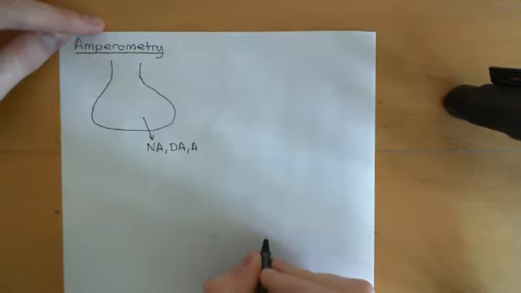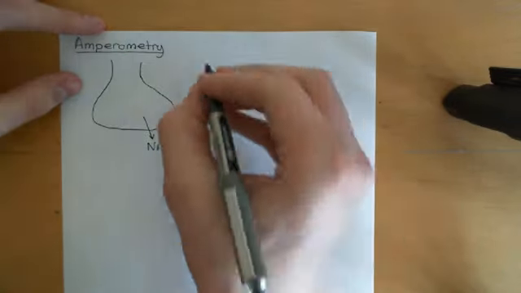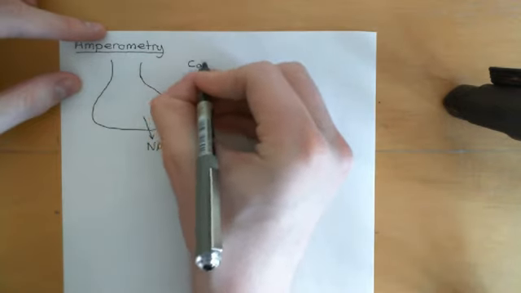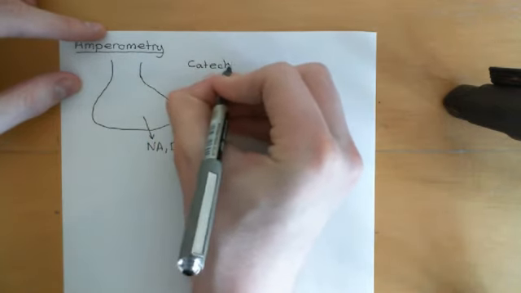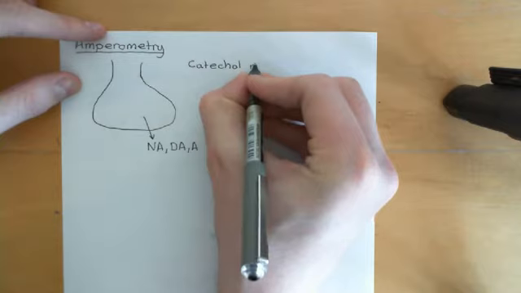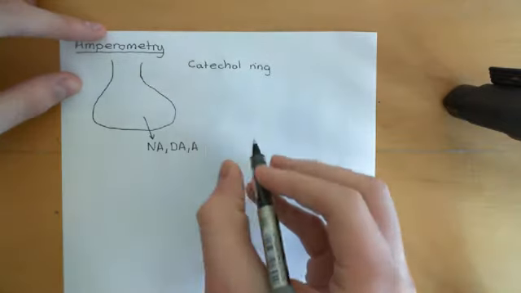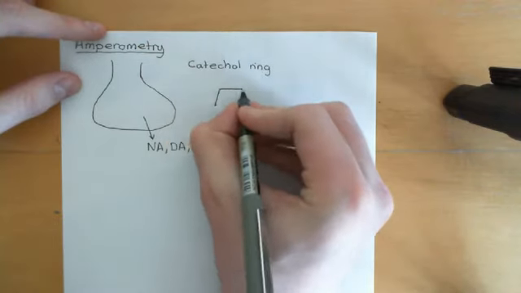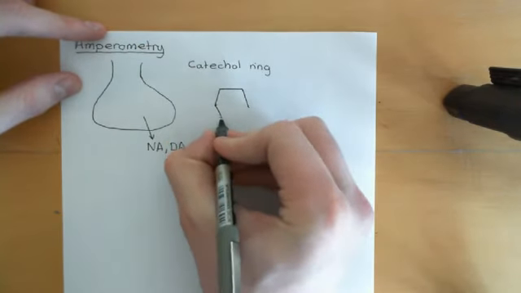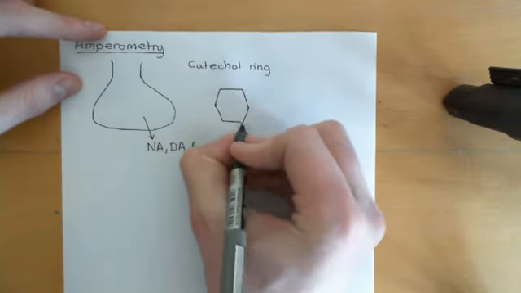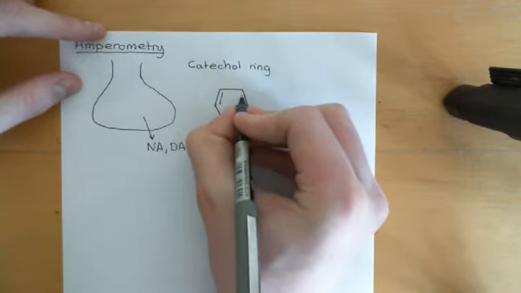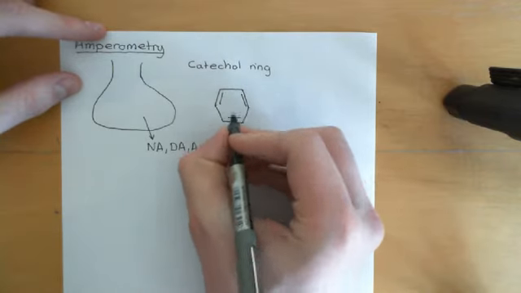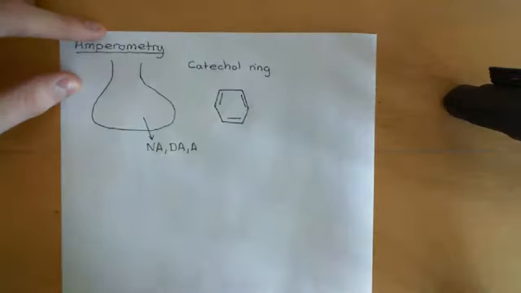So let me show you the structure that all of these neurotransmitters have in common. The thing that they all have in common is that they have a catechol ring, and this is the essential thing for this amperometry reaction that we're going to discuss. So let me show you what a catechol ring actually is. A catechol ring is basically a benzene ring, so I'll draw a benzene ring here. It has alternating double and single bonds. This is it drawn with the Kekule structure in skeletal form.